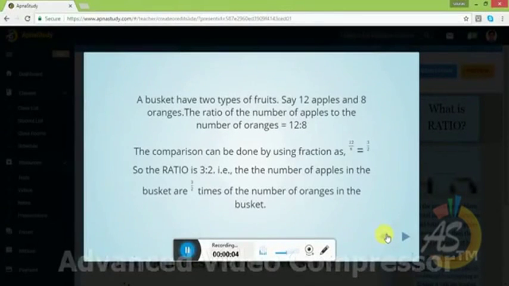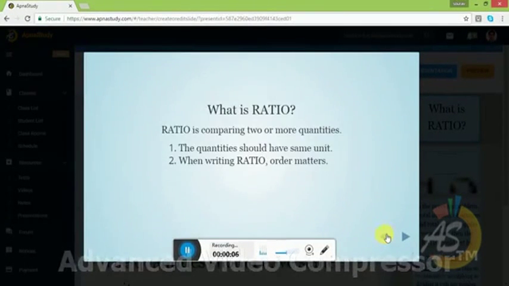In this video, I am going to give you the basic idea about ratio. So without wasting any time, let's start. So what is ratio? Ratio is basically comparing two or more quantities.